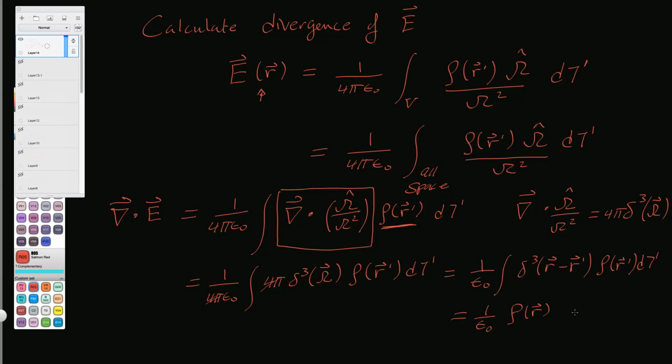Okay, so what have we just gotten? We've just gotten that del dot E equals 1 over epsilon naught rho of r, right? We just proved Gauss's law again for the most general E that could ever exist, right? So it is true for any E. It's just now rho could depend on r. We didn't write that down before, right?